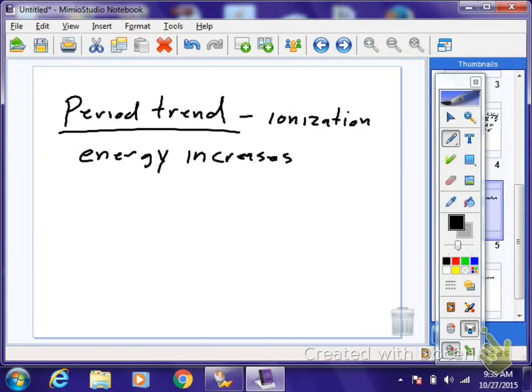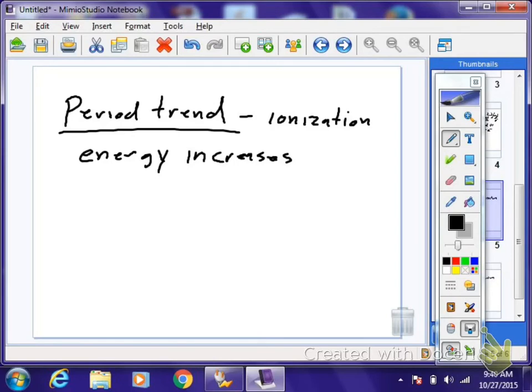So can anybody tell me why you think ionization energy increases going across? Why it becomes more difficult to take an electron out of an atom? There's a higher charge. Right. There's a greater pull on those electrons because of the nuclear effect. Right? That would be the main reason, and because of that, the electron gets closer to the nucleus.